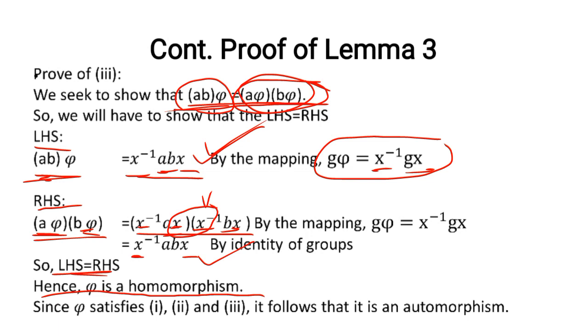Okay, we've shown homomorphism, we've shown surjectivity, we've shown injectivity. What do you conclude? So we conclude, since phi satisfies 1, injectivity, 2, surjectivity, 3, homomorphism, it follows that it is an automorphism. Okay?